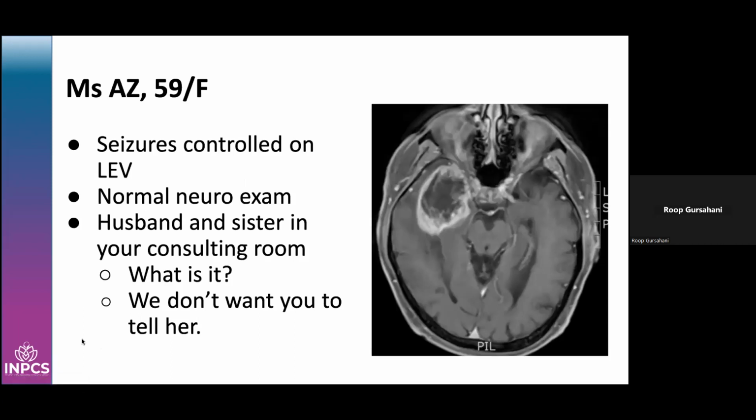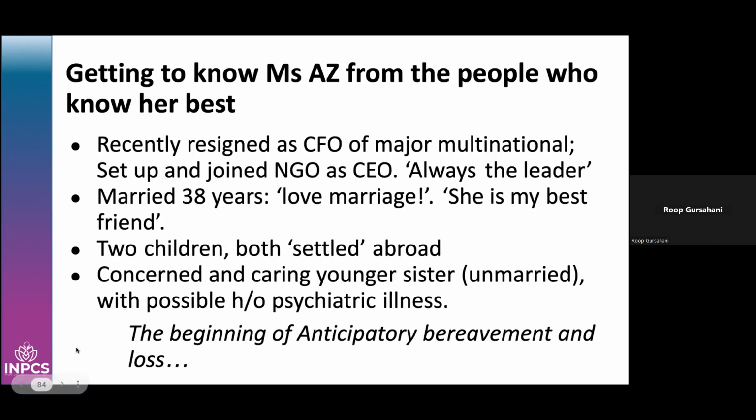The next morning, her husband and her sister were in the consulting room, and their initial statement was, first, what is it? And second, whatever it is, we don't want you to tell her. And this is a perennial problem. If you have any bit of palliative care experience, you realize that collusion is something that we are hit with very often.